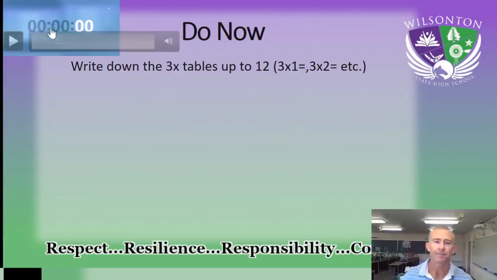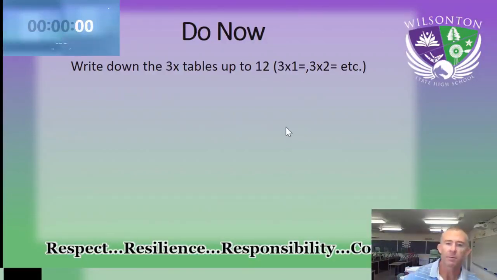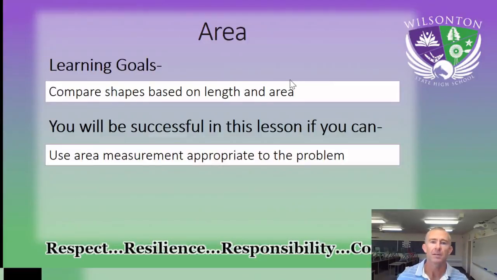Okay, all done. Did you get them all down in time? 3 times 1 all the way up to 3 times 12? Okay. So today we are going to be looking at area. In our last lesson we looked at perimeter. Today we're moving on to area. We're going to compare shapes based on length and area, and you're going to use area measurement appropriate to the problem. So you're going to solve some area problems today.